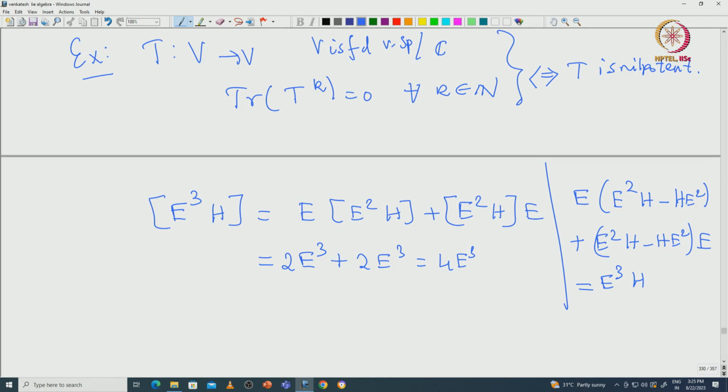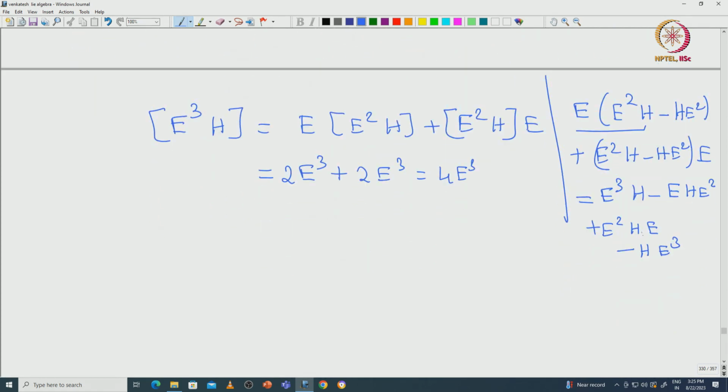So here, what we are getting is E cube H minus E H E square plus E square H E and then minus H E cube. Maybe I need to again add and subtract some more terms, but you can actually again prove that it will be some multiple of E cube. Maybe I will leave it to you to check.